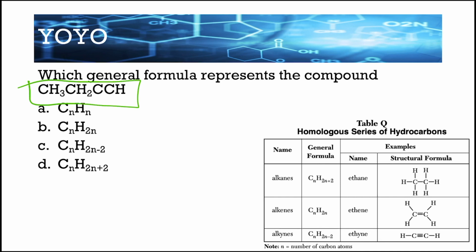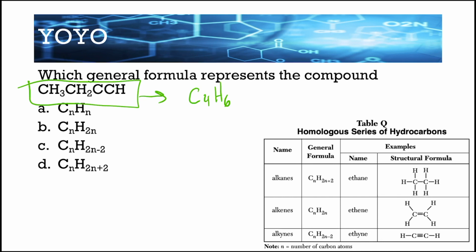I appreciate that. Okay. So here you're given a condensed formula. So you can do this a few ways. The easiest way is just to rewrite the formula as a molecular formula, so you can just look at the number of pieces. And so that would be C4H6.